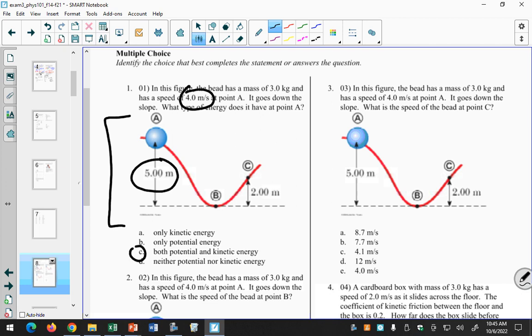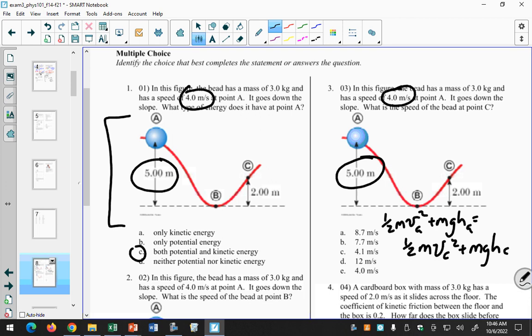Number 3 is another conservation of energy. I want to find the speed of the ball or the bead at point C. So I would have 1/2 m va squared plus mg, the height at point A, is equal to 1/2 m vc squared plus mg, the height at point C. So VA would be 4 meters per second. HA would be 5 meters. VC is what we're looking for. And then HC would be 2 meters. Notice your masses all cancel. And then you would solve for VC.